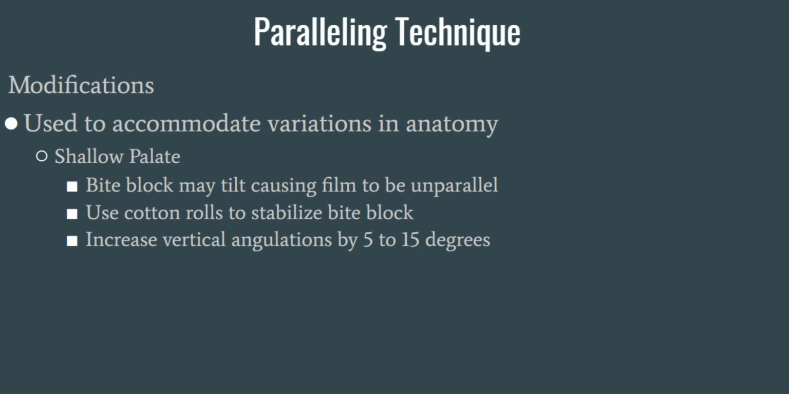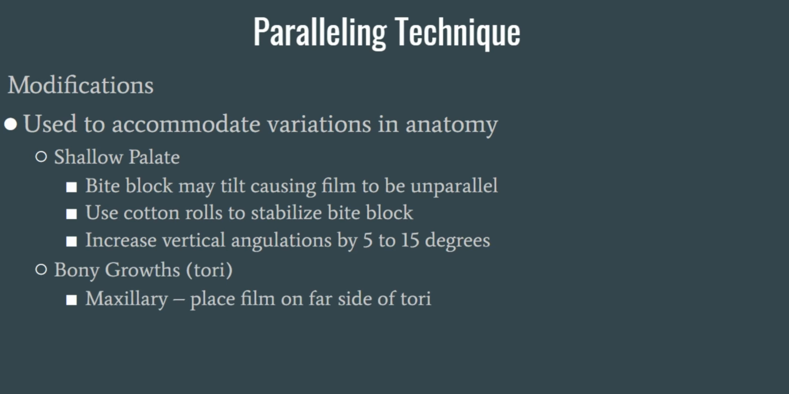The next condition is a bony growth or tori. If the tori is on the maxillary, it will be along the midline of the hard palate. So the film must be placed on the far side of this bony growth and then exposed. You may see on the radiograph then the border of the tori as a radiopaque area.